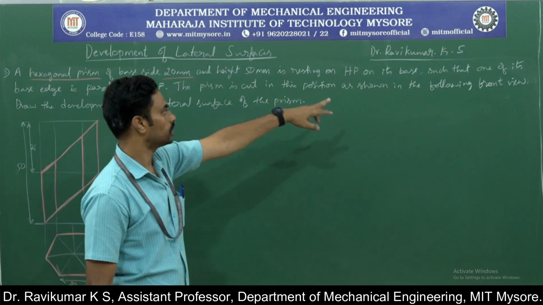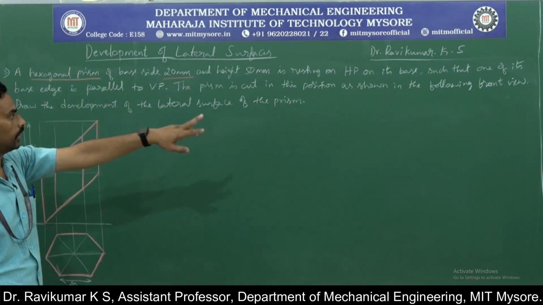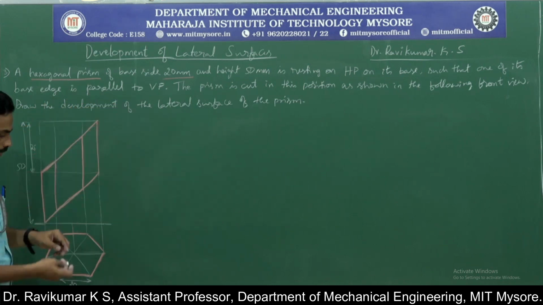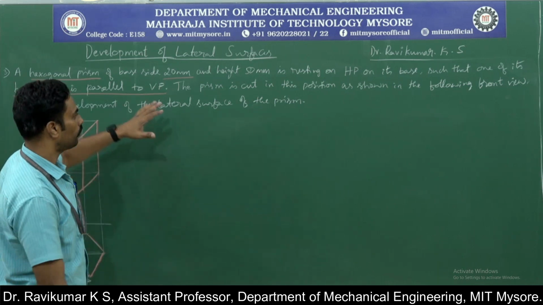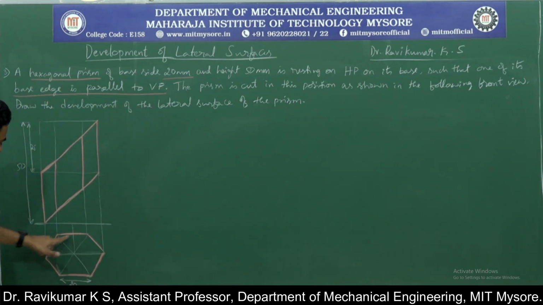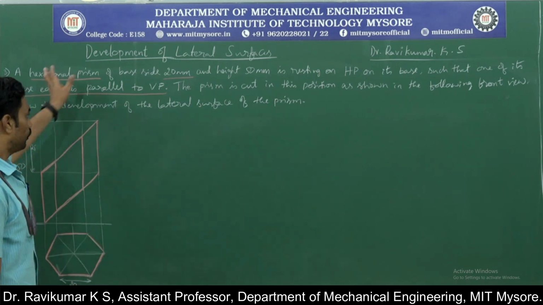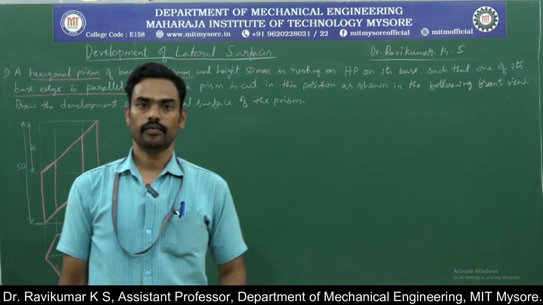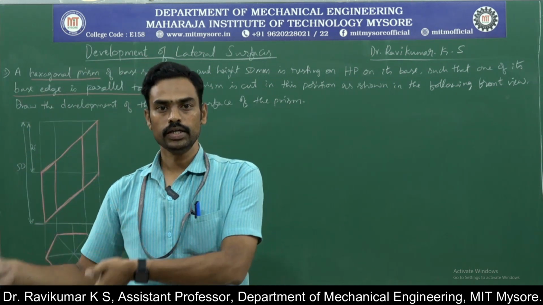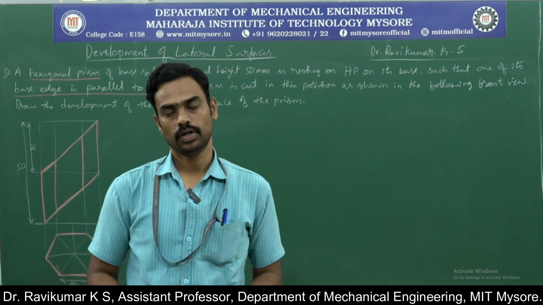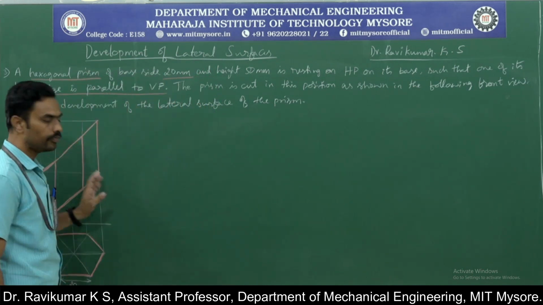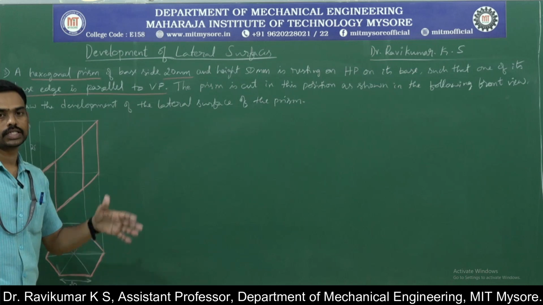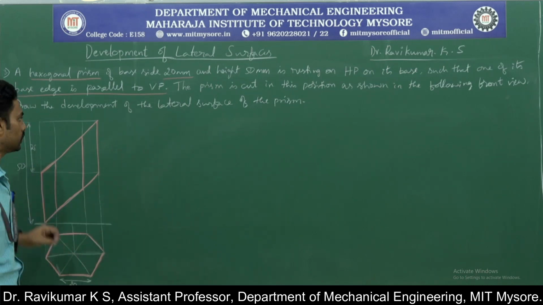It is resting on one of its bases such that one of its base edges is parallel to VP. So this condition is given to draw the top view and the front view. Look here, the base edge is parallel. There are 2 base edges parallel to VP. Okay. So with this given condition, you are already familiar with drawing the front view and the top view because you have already finished the study on the projection of solids. So this is the top view and the front view, which is drawn in exactly the same manner as in the case of projection of solids.